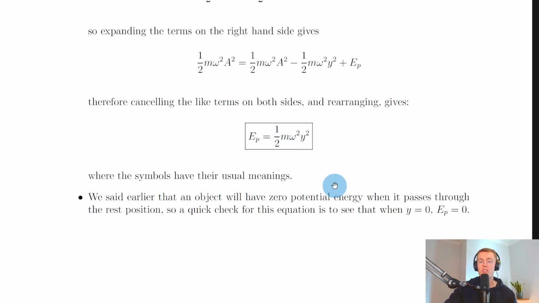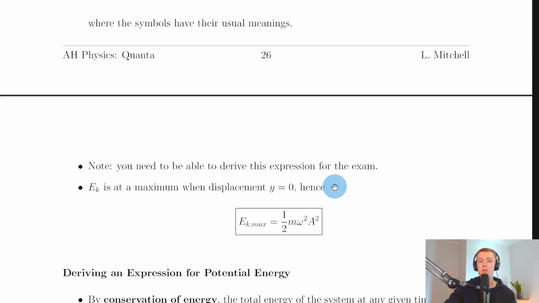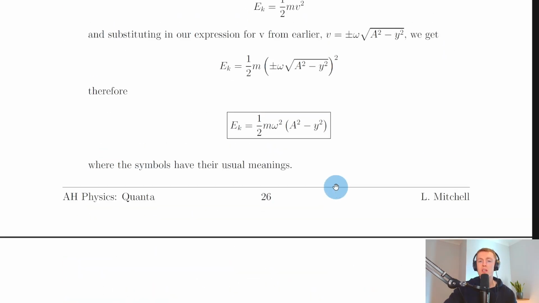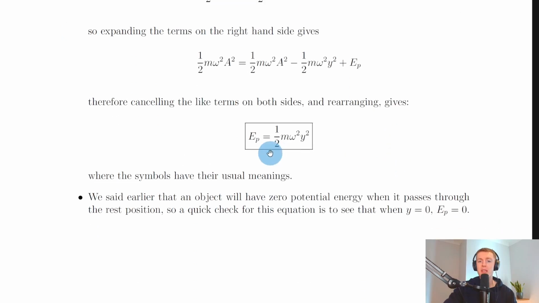And notice how this is different to the kinetic energy one from the previous theory video, which was this one here. Ek equals a half m omega squared times (a squared minus y squared), and we're comparing that to EP equals a half m omega squared y squared. So this one's a wee bit simpler for the potential energy. And the symbols have their usual meanings. So EP is the potential energy, m is the mass of the object in kilograms, omega is angular frequency in radians per second, and y is the displacement of the object in meters.